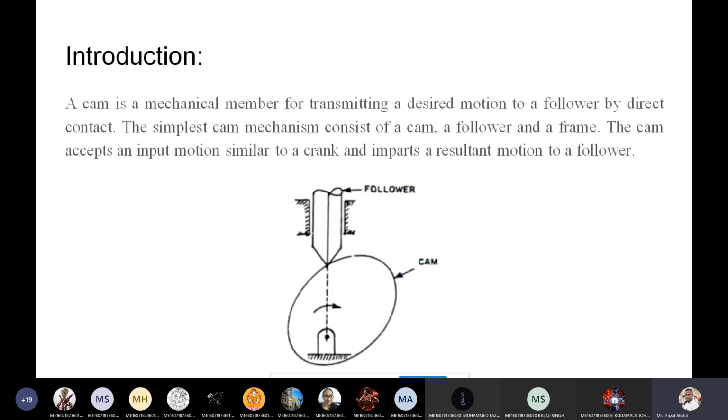introduction. What is the CAM? CAM is nothing but a mechanical element, a machine element. It is used to transmit the desired motion to the follower by direct contact. See, this is the CAM, and this is the follower. So whatever desired motion is required, that desired motion is transmitted to the follower.